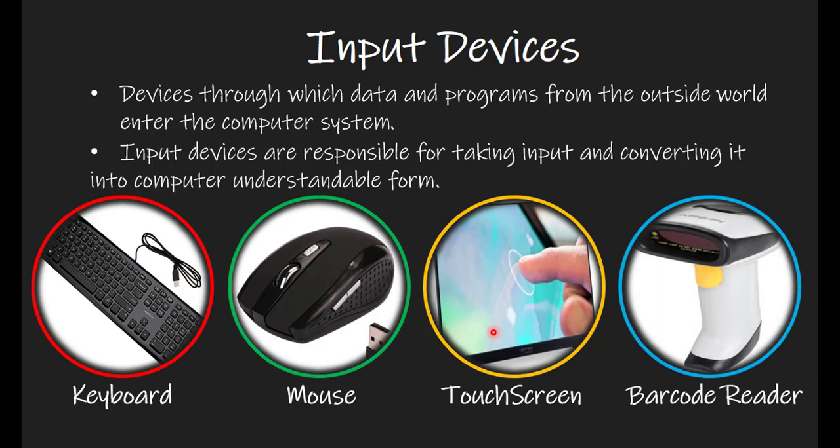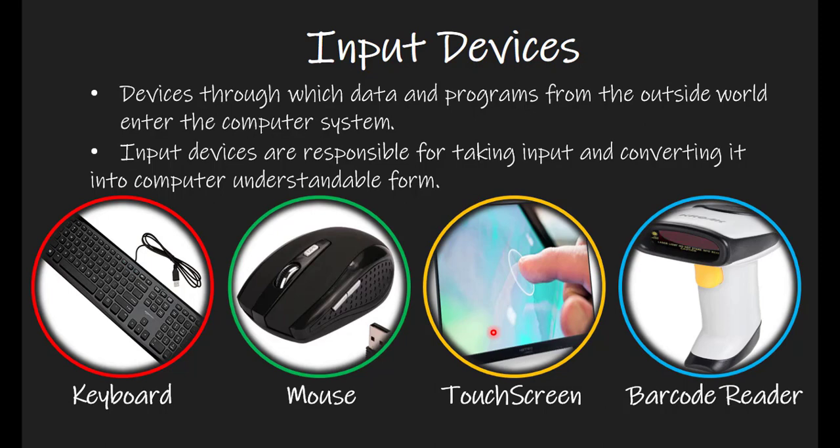And one more example is barcode reader. So what is a barcode reader? You may have observed, whenever you went for shopping, at the checkout counter, the shopkeeper scans the barcode present on the product with a gun-like device that is known as a barcode reader. What does it do? It reads the barcode present on the product and gives all the information related to that barcode to the computer. There are other input devices also, like microphone, webcam, OMR reader, OCR reader, and so on.